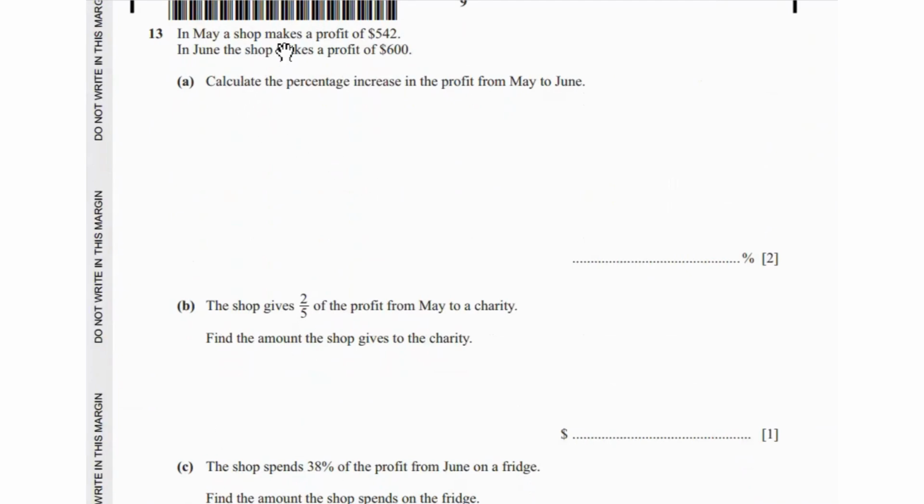Then it says in May, a shop makes a profit of $542. In June, the shop makes a profit of $600. Calculate the percentage increase in the profit from May to June.